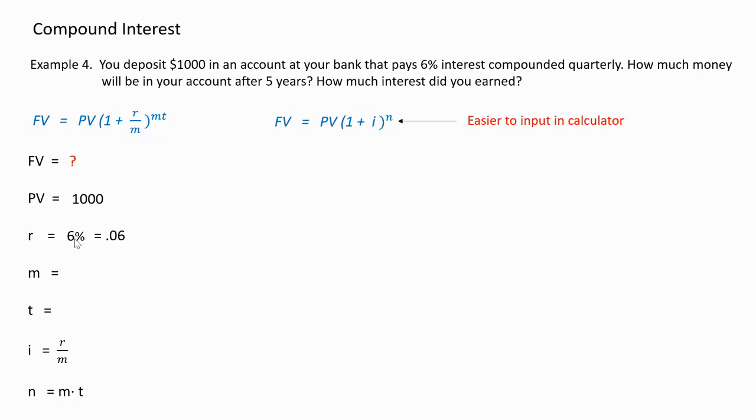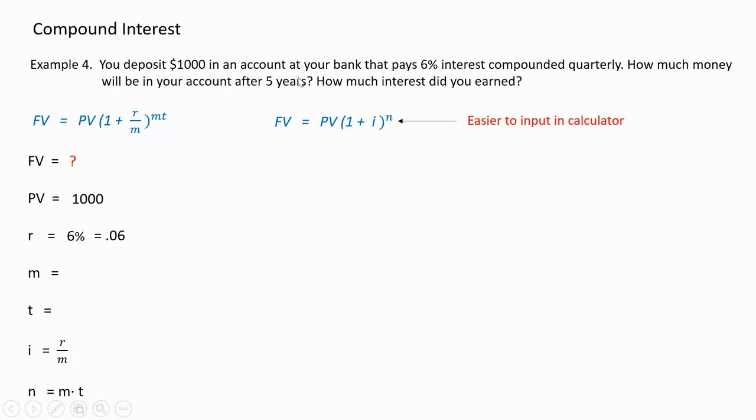Now if you have trouble moving the decimal to the left two spaces, just get the original 6% and divide by 100. It's going to give you the correct interest rate, and you drop the symbol. Okay, you can do it that way. Now the m is the number of compounding periods per year.